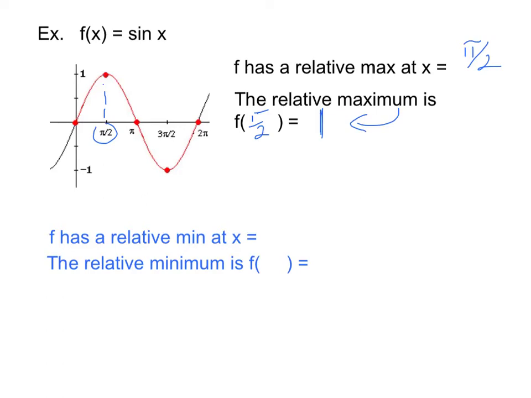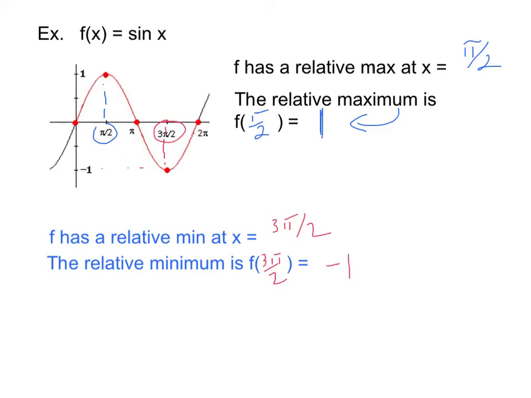How about a relative minimum? Well, where is there a low spot on the graph? There's a low spot on the graph right here. So when x is 3 pi divided by 2, we've got a minimum. And that relative minimum's value occurs at f of 3 pi over 2, and it's equal to -1.